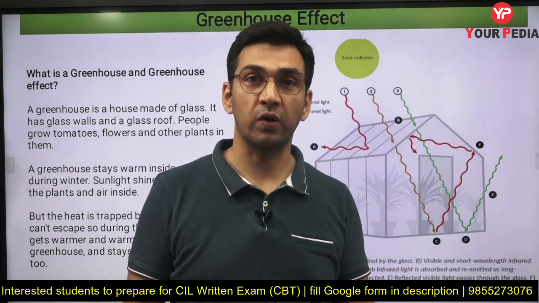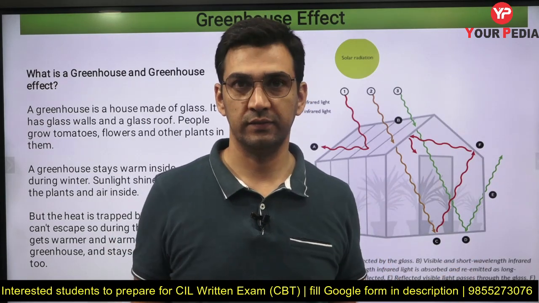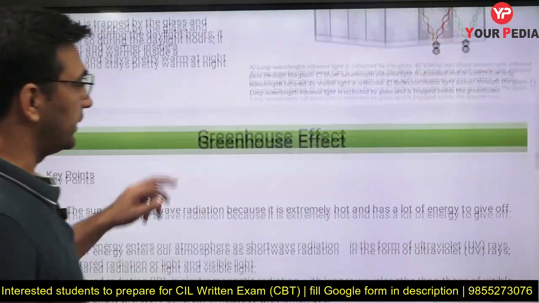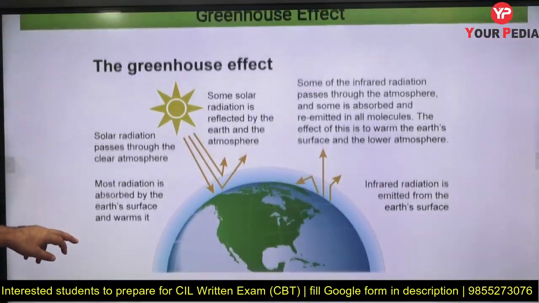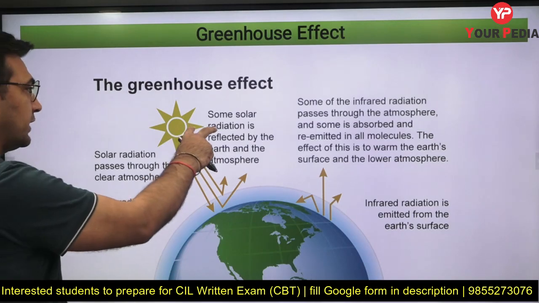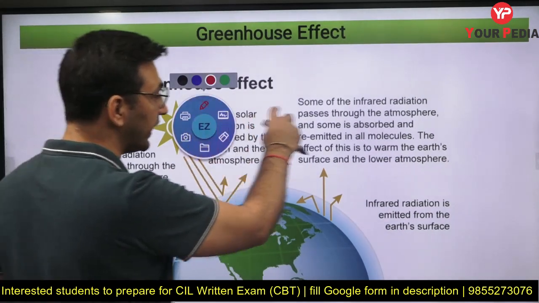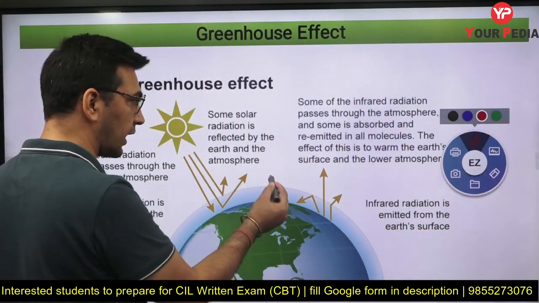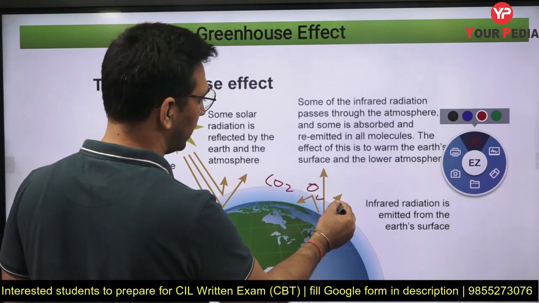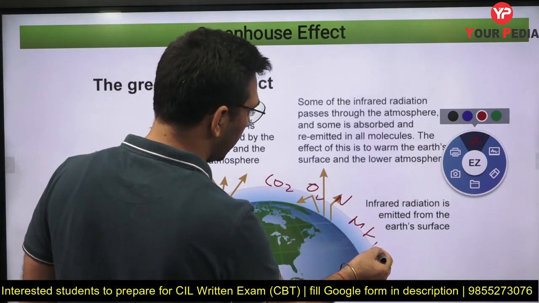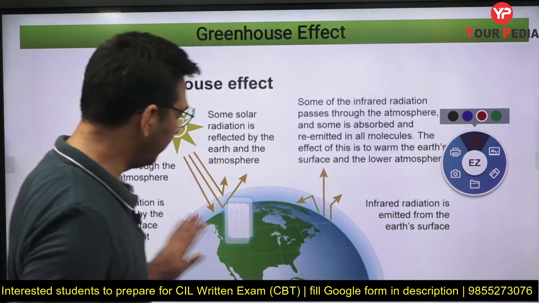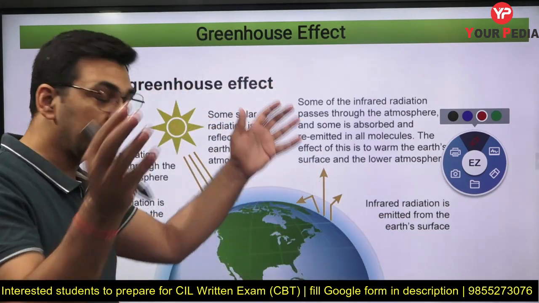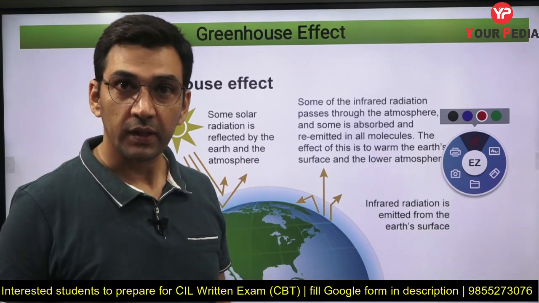Now, how is it important with respect to the Earth? Now see, we are having an atmosphere, right? So our Earth is surrounded by the atmosphere which contains different gases. You have carbon dioxide, oxygen, nitrogen, methane, ozone also, and so many gases. So you have a blanket of different gases surrounding the Earth's surface, right?